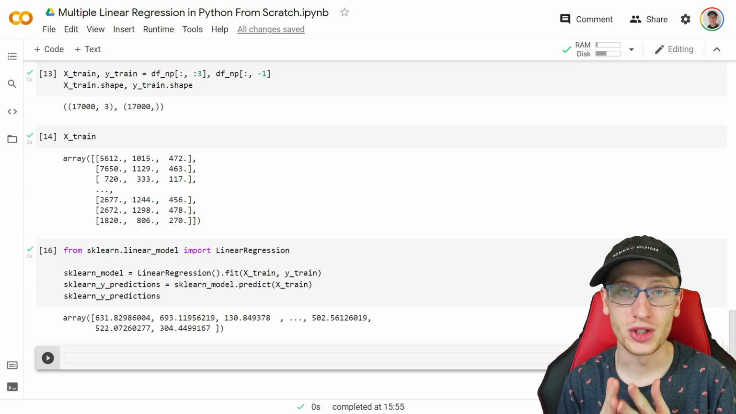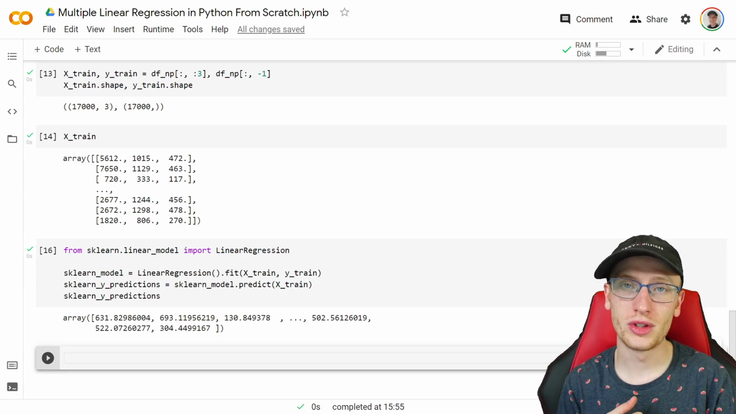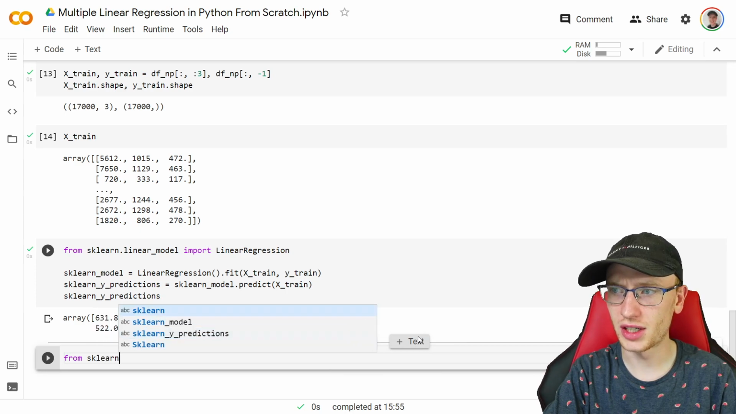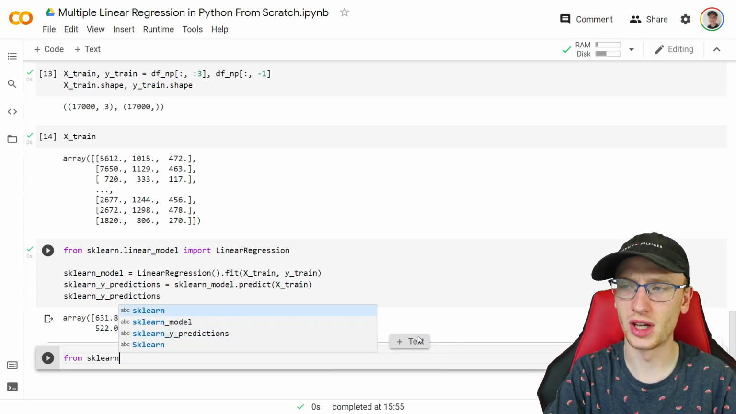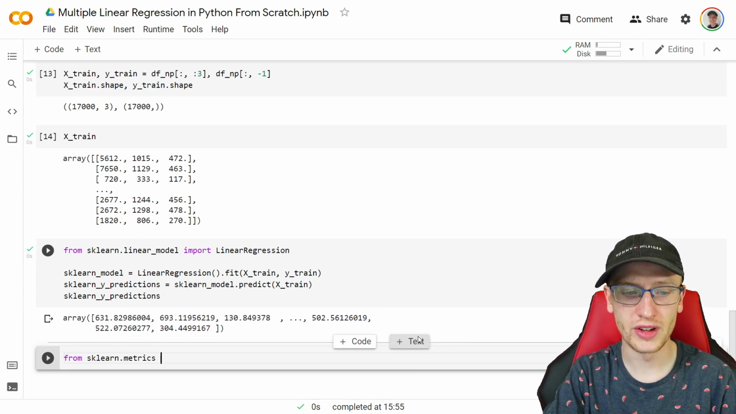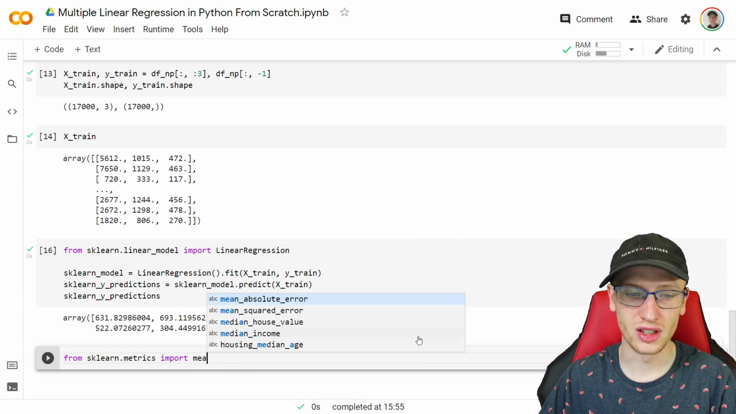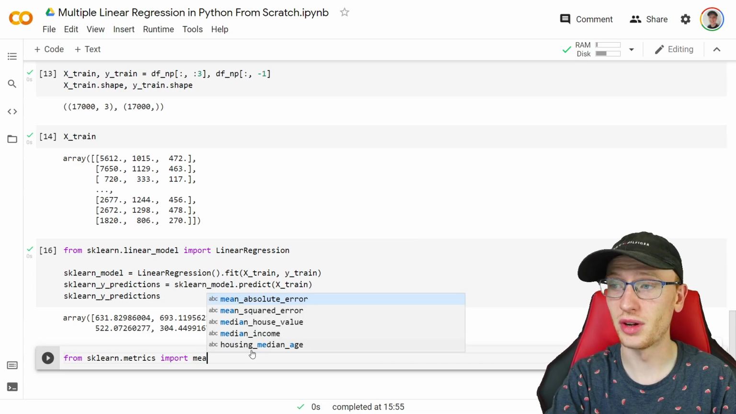What we talked about last time, and I'll go over the idea again, is that we need some way to measure error. I'm not going to write our error measuring functions like we did last time. I'm just going to import them for you. From sklearn.metrics, there's going to be a long list here.